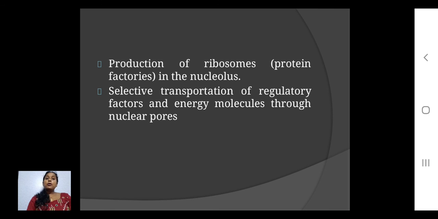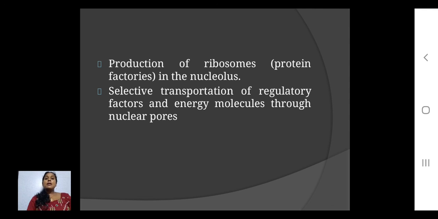After that, ribosomes, the protein factories, are produced in the nucleus. Why do ribosomes have to be produced? Because they are needed for transferring the genetic material, that is, for carrying the genetic information forward from one generation to another generation. That only happens with the help of the production of these ribosomes, which also takes place in the nucleus. So that is another important function of the nucleus.